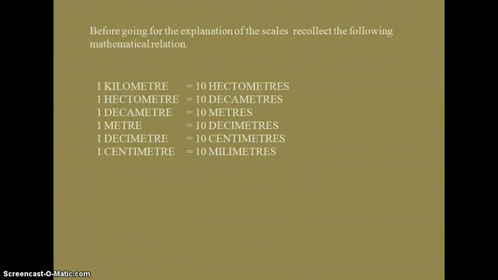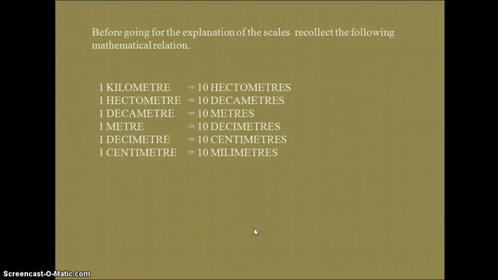Before the explanation of the scales, we have to recollect the mathematical relations. Already we know, but once again remember: 1 kilometer is equal to 10 hectometers, 1 hectometer is equal to 10 decameters, 1 decameter is equal to 10 meters, 1 meter is equal to 10 decimeters, 1 decimeter is equal to 10 centimeters, and 1 centimeter is equal to 10 millimeters. While drawing the scales, the problem will be given in these terms, so by using these we need to represent the given length on a scale. Remember all these relations. This is the introduction to scales.